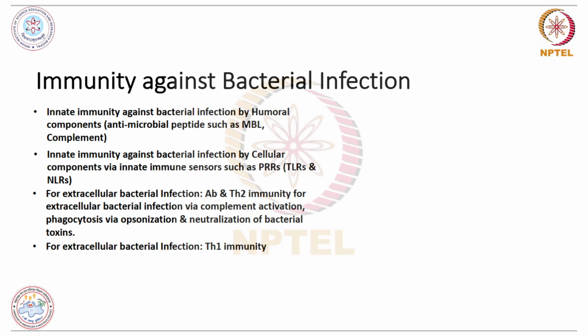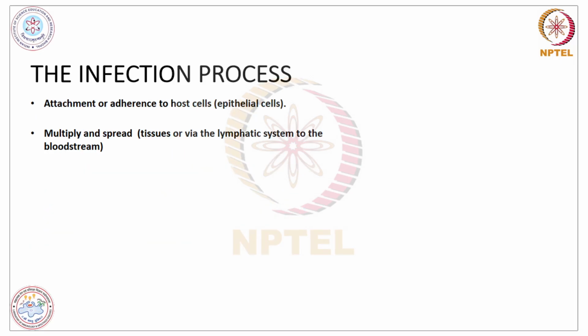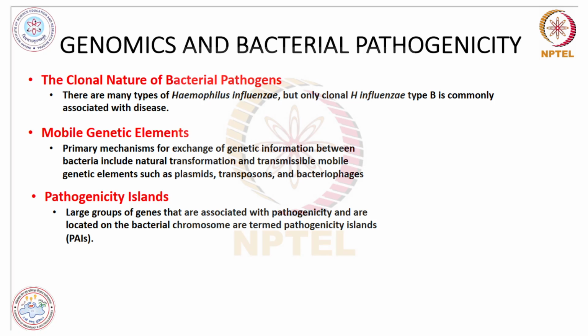These are like immunity against bacterial infection. We have already studied this so many times, the innate immunity and the adaptive immunity, and how our body is responding to that. Next is our infection process, like attachment or adherence to host cells or epithelial cells, and multiply. First it will get attached to the host surface, then it will get multiplied, then it will spread to other things. And these are the genomics and bacterial pathogenicity.